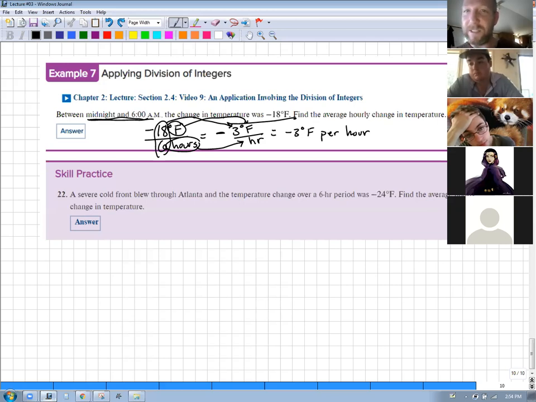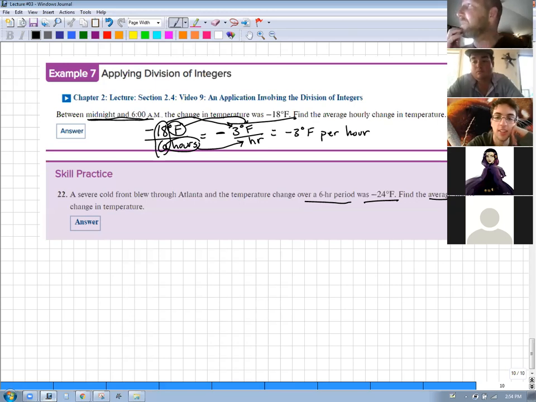Let's look at 22 here. A severe cold front blew through Atlanta and the temperature change over a 6-hour period was -24 degrees Fahrenheit. Find the average hourly change in temperature. So when they're talking about... go ahead. -4. Yeah, we have -24 degrees Fahrenheit over 6 hours. So we keep our minus. 24 divided by 6 is 4 degrees Fahrenheit per hour.